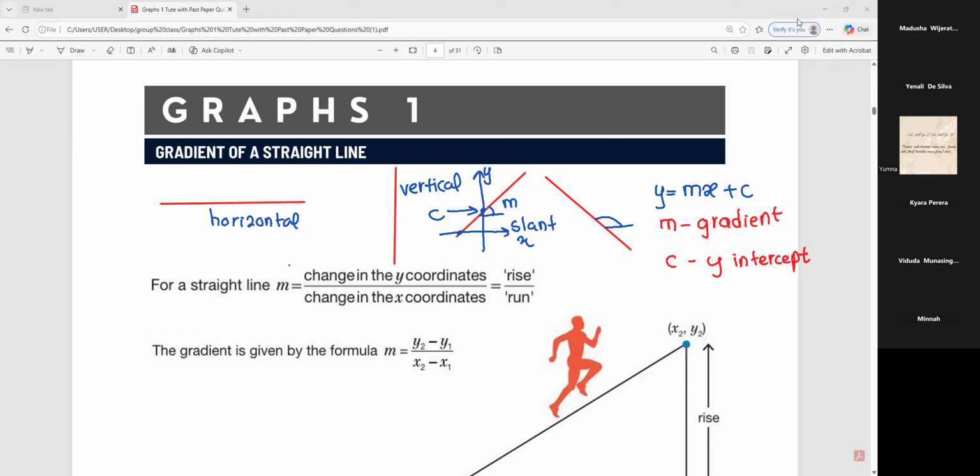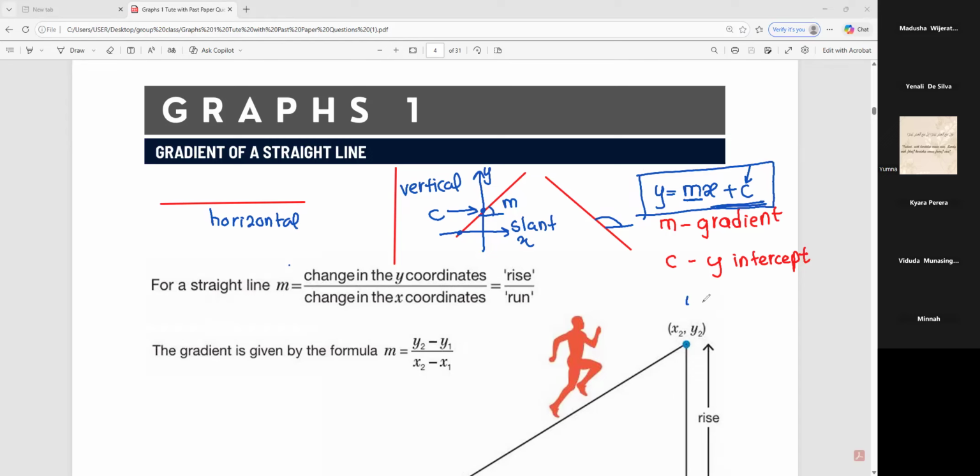So to find gradient, if we know the equation, gradient is the number in front of x. We call it the coefficient of x, the number in front of the x term. It can be a positive or negative number. Then y-intercept is the constant value in the equation. It can be 0 sometimes, or it may be a positive or negative number. Gradient also the same. It can be 0, positive, or negative. That's how we get the gradient and intercept if we know the equation of the straight line.